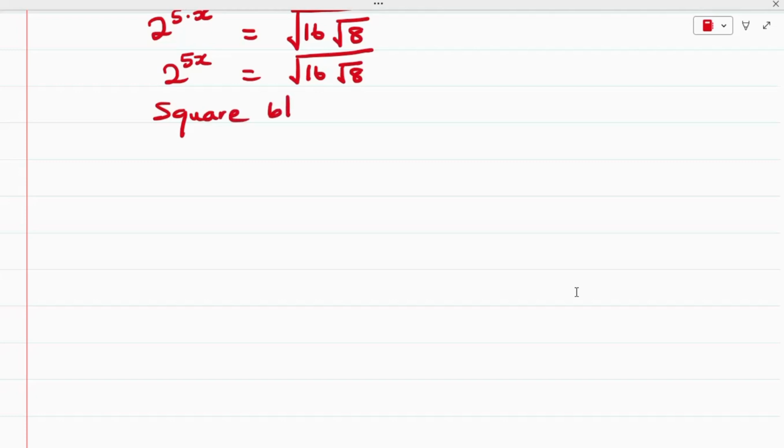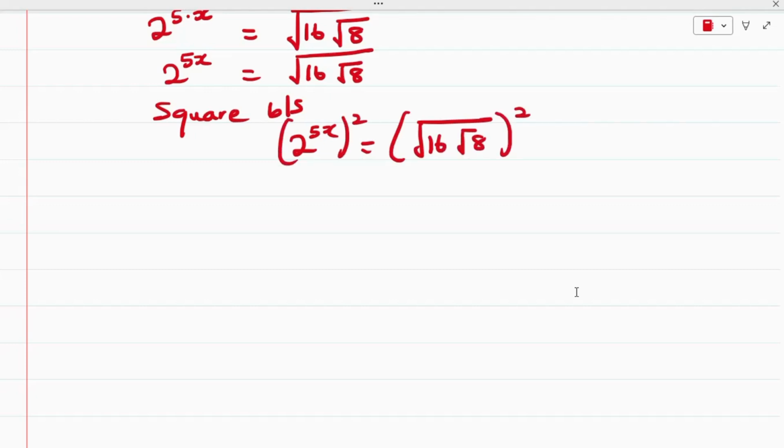Square both sides. So we have 2 raised to the power of 5x, all squared, is equal to the square root of 16 into the square root of 8. So we want to simply square both sides. So we have this to be 2 raised to the power of 5x multiplied 2 is equal to, this is going to cancel out this, so we have 16 multiplied the root of 8.